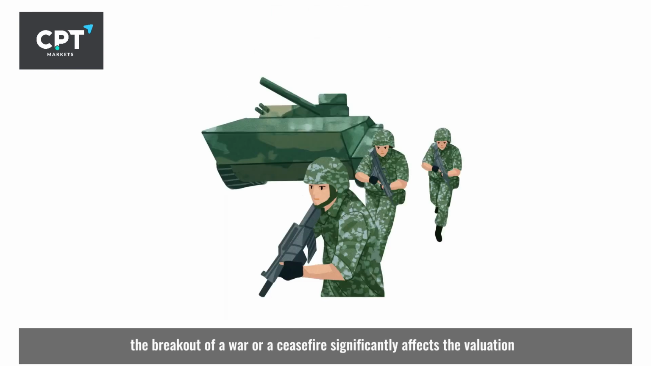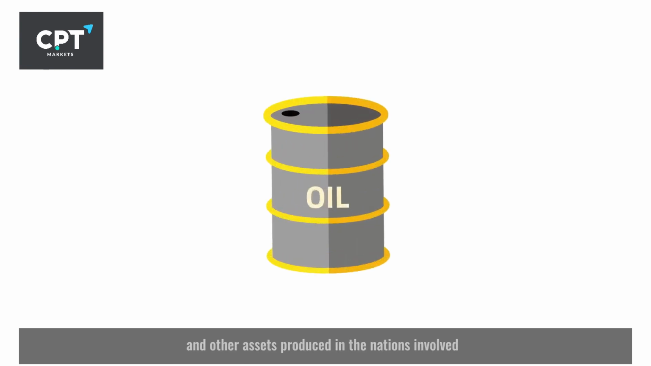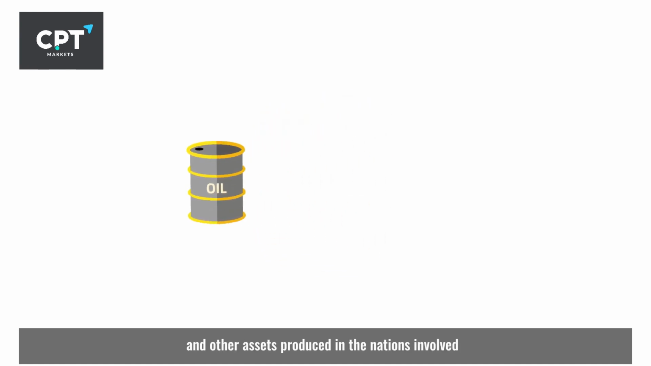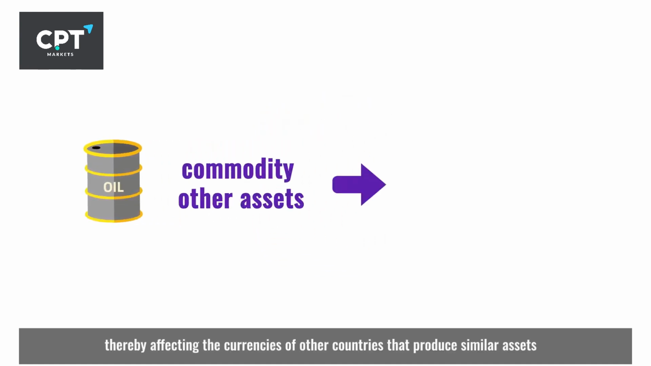Geopolitical events. Wars. The breakout of a war or a ceasefire significantly affects the valuation of the currencies issued by the nations at war, and sometimes, depending on what countries are involved, the Forex market in general. Wars can also significantly affect commodity prices and other assets produced in the nations involved, thereby affecting the currencies of other countries that produce similar assets.